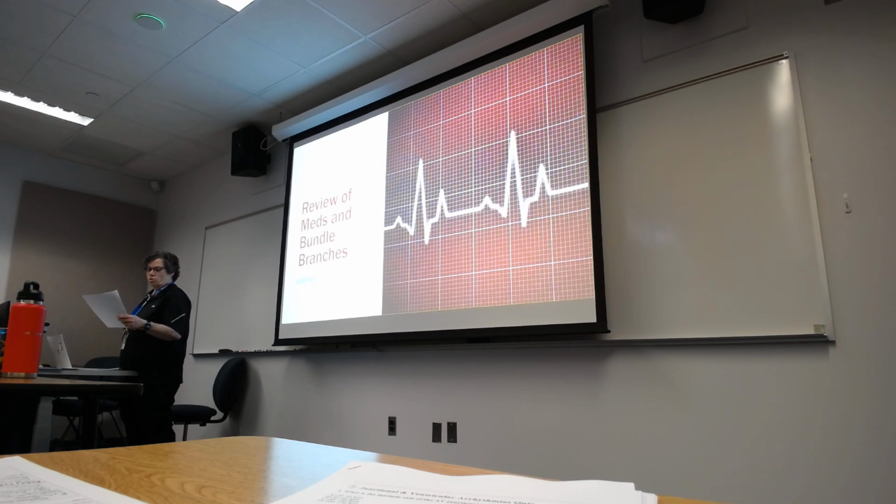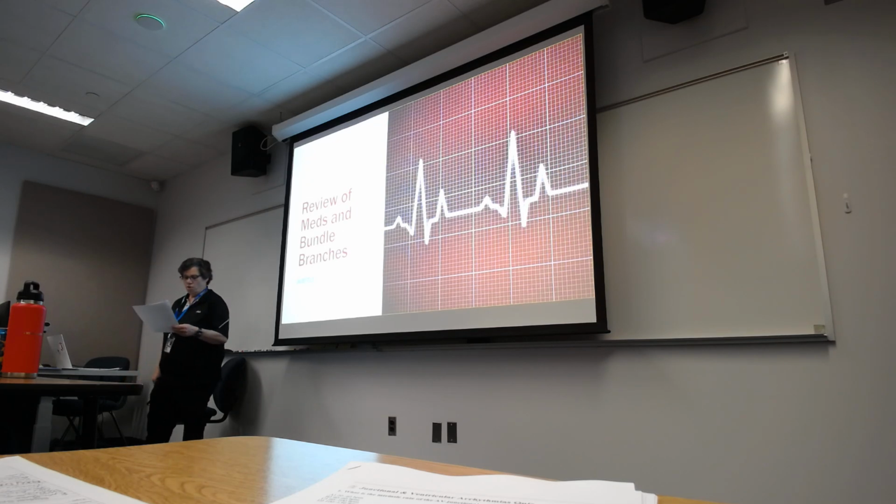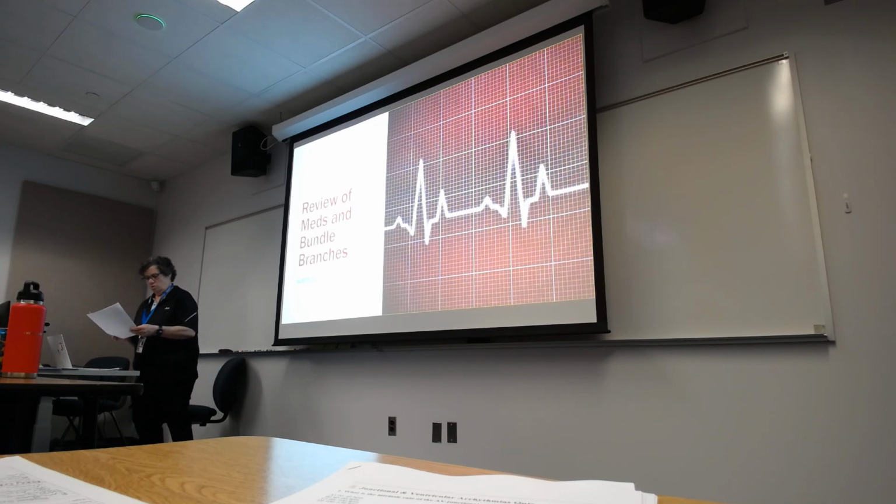Number 3, what is the term for a junctional rhythm with a rate between 60 and 100? Accelerated junction. Good. Number 4, in junctional rhythms, the P wave is often absent or inverted. It's rare that it comes after the QRS, but sometimes it does.